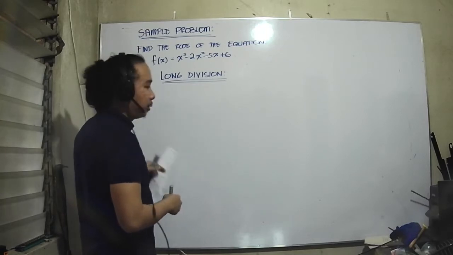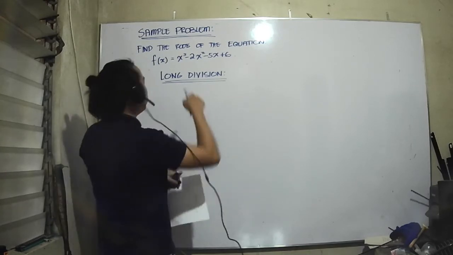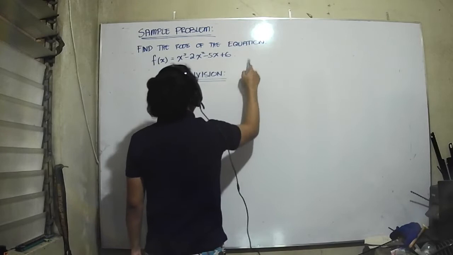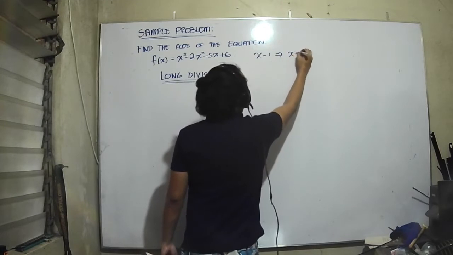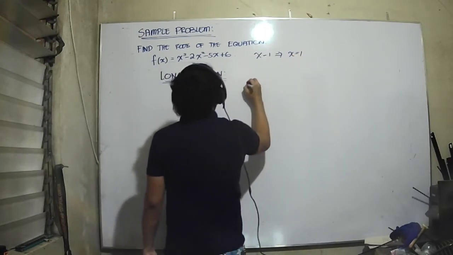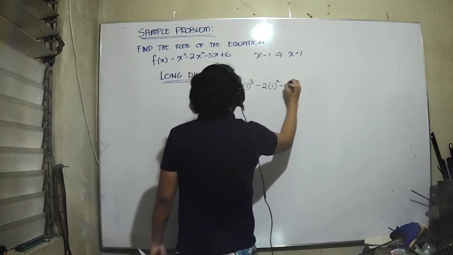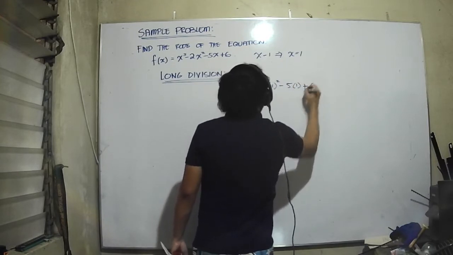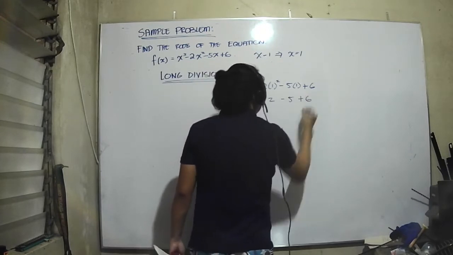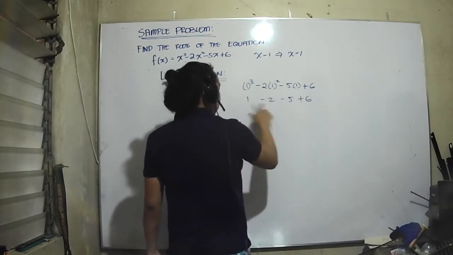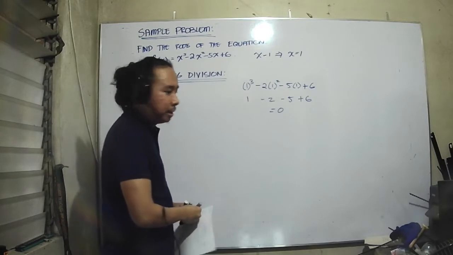Let's assume that x - 1 is a factor. If x - 1 is a factor, that should be equal to x = 1. Substituting 1: 1³ - 2 times 1² - 5 times 1 + 6, that is 1 - 2 - 5 + 6. 7 minus 7 is equal to 0. So, x - 1 is indeed a factor.